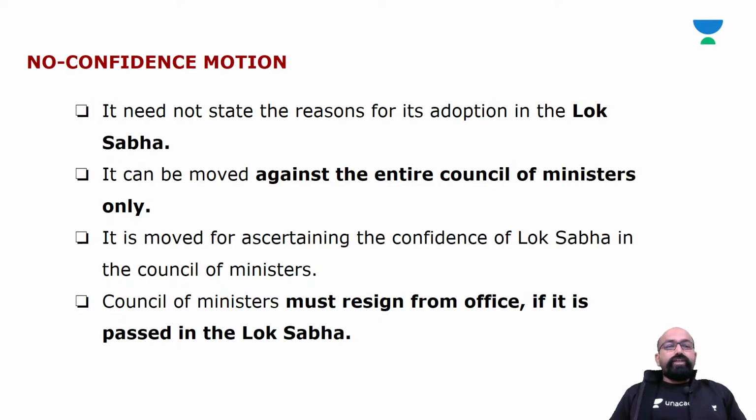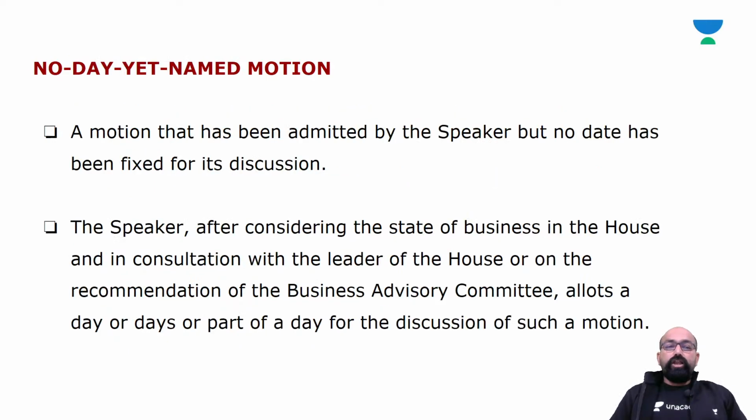Whereas this is different in no confidence motion. It need not state the reasons for its adoption in the Lok Sabha. It can be moved against the entire council of ministers only, and it is moved for ascertaining the confidence of the Lok Sabha in the council of ministers, and the council of ministers must resign from office if it is passed in the Lok Sabha.